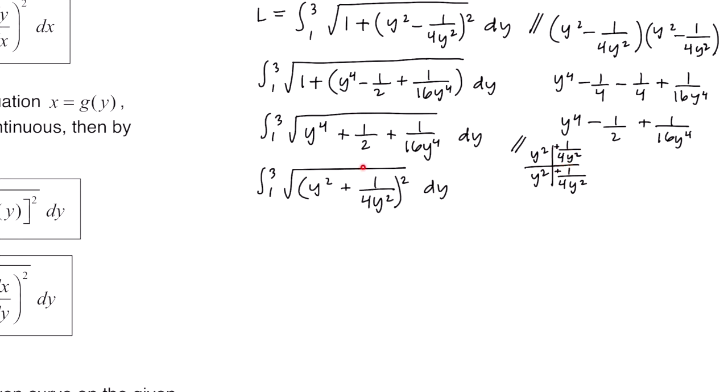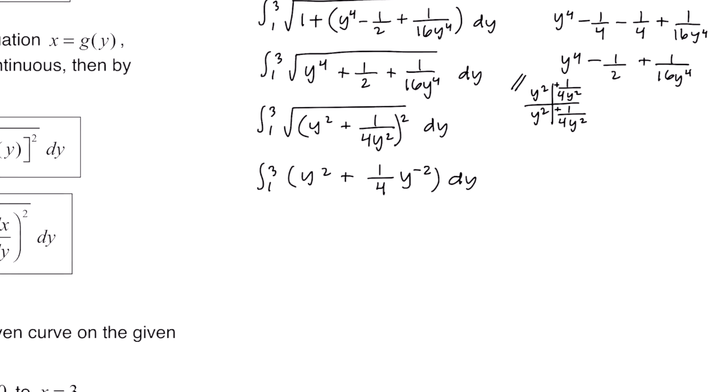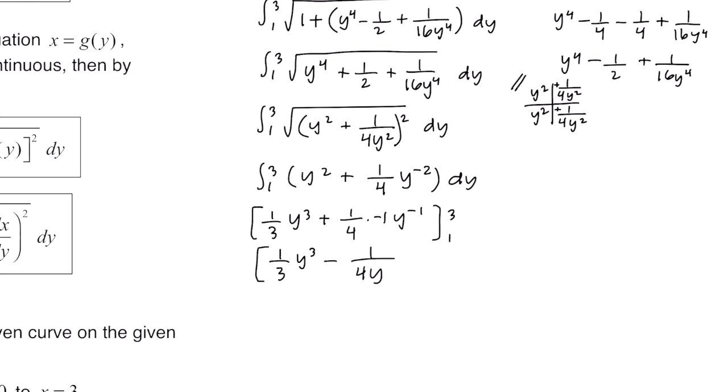Finally, this square root and this square are going to cancel. So we just have the integral of y squared plus 1/4 y to the negative 2. And now we're ready to integrate. The integral of y squared is 1/3 y cubed. For this expression, I'm going to drop down this 1/4. And the integral of y to the negative 2, we add 1 to the exponent, making y to the negative 1. And then we divide by this new exponent, which just brings in a negative 1 to the problem. So we have 1/3 y cubed minus 1 over 4y.